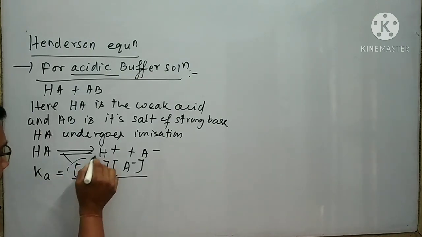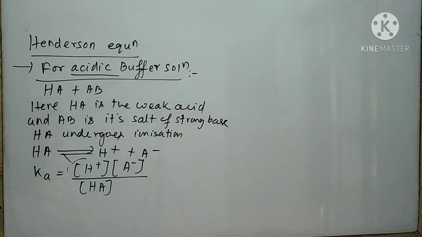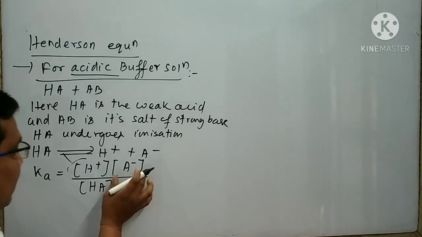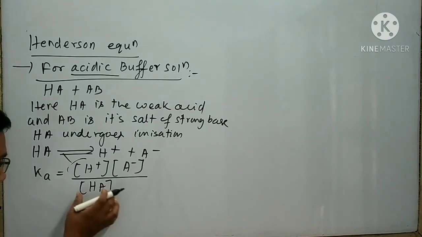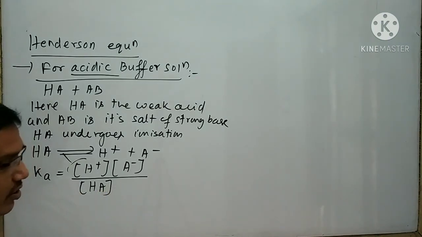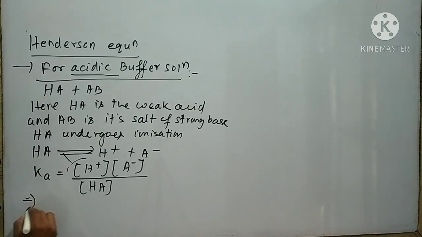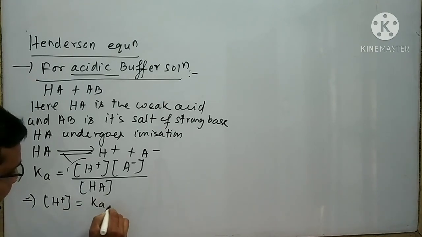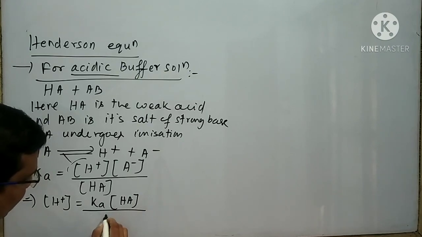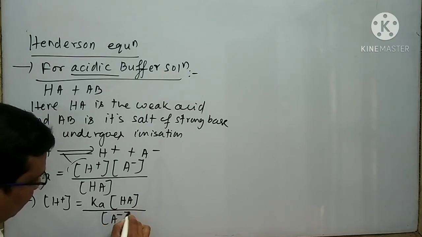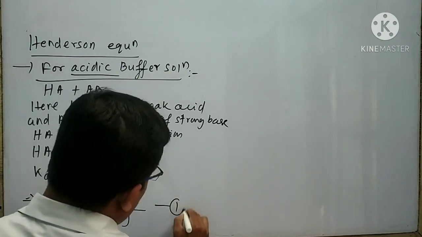Here K is the equilibrium constant for the acid. Here this term is called the molar concentration of H plus ion, this term is called the molar concentration of A minus ion, and this term is the molar concentration of acid HA. This implies that I can write concentration of H plus equal to K into concentration of HA divided by concentration of A minus. Suppose this is your equation 1.